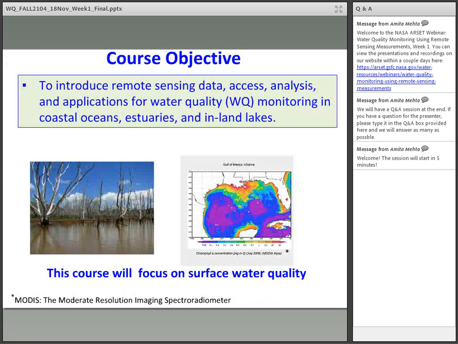So course information. The objective is to introduce remote sensing data, data access, analysis, and applications for water quality monitoring, especially in coastal oceans, inland lakes, and estuaries. Now, this course is a beginning course, the first level course, so it really covers the basics of water quality as well as about remote sensing. And the course will focus on surface water quality more, not groundwater. We're just going to focus on surface water.